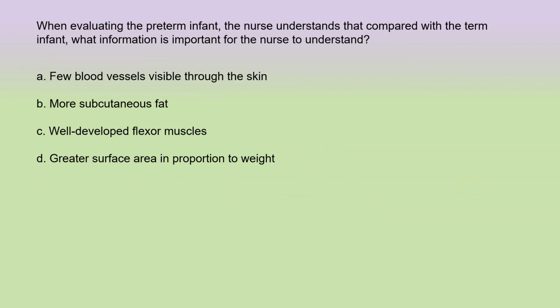When evaluating the preterm infant, the nurse understands that compared with the term infant, what information is important for the nurse to understand? A. Few blood vessels visible through the skin. B. More subcutaneous fat. C. Well-developed flexor muscles. D. Greater surface area in proportion to weight.